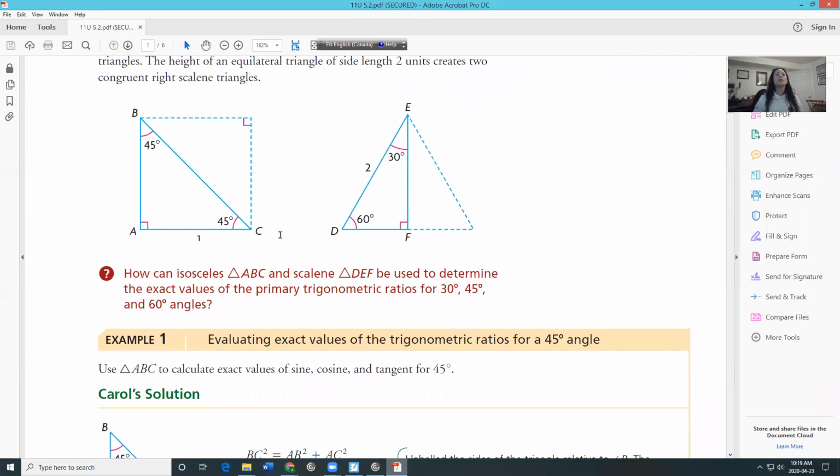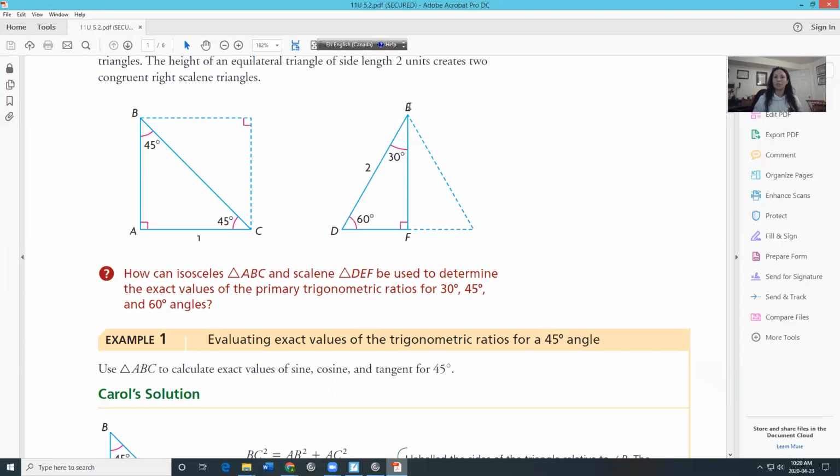Okay, so in your textbook, they draw a square with side length 1. They draw an equilateral triangle with side length 2. If you cut your square in half, this would be side 1, this would be side 1. Use Pythagorean theorem to get the hypotenuse. It would be root 2.